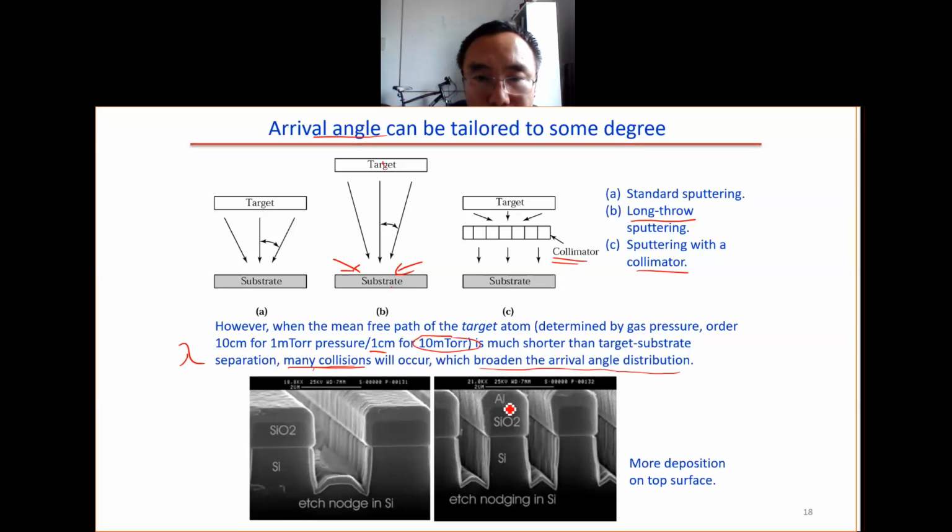But this is the typical deposition profile. You can see we have more film on the top, but the good thing is that we have some film on the bottom, and we also have some film on the side. As a result, the metal on the top and the metal on the side and bottom are connected. This is good for electrical conduction.